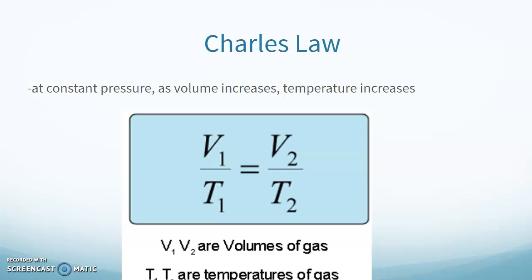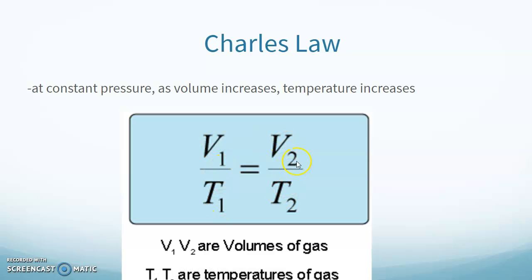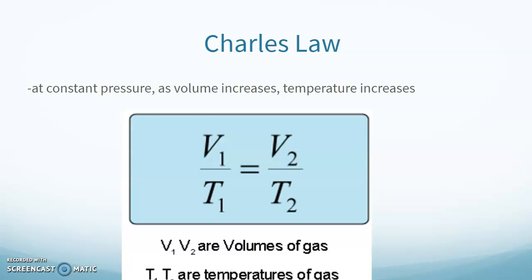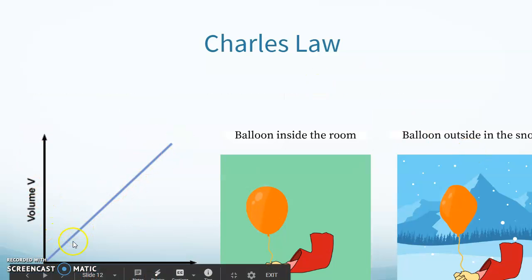Charles' law means at constant pressure, as the volume of a gas increases, the temperature will increase. So V1 over T1 equals V2 over T2. Sorry, it actually would be a direct relationship. So here's our graph. It's a direct relationship because as volume gets greater, the temperature gets greater. Or as the temperature increases, the volume increases, which is usually how we would think of it.